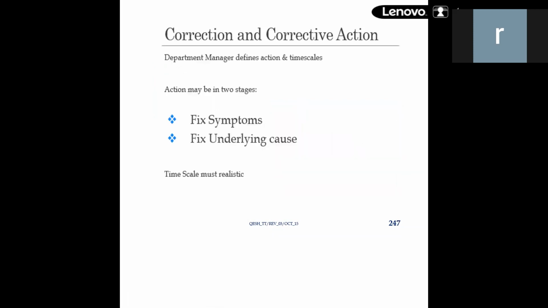Okay, so corrective action defines the action, the time scales, and the action may be in two stages: fix the symptoms and fix the underlying causes. The time scale must be realistic. So how long can it be completed?